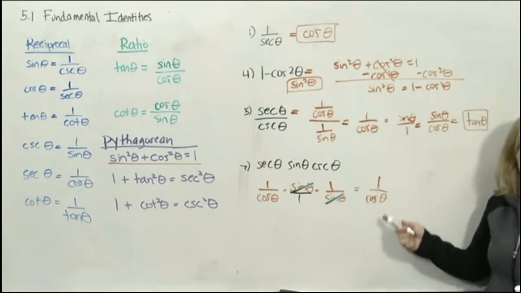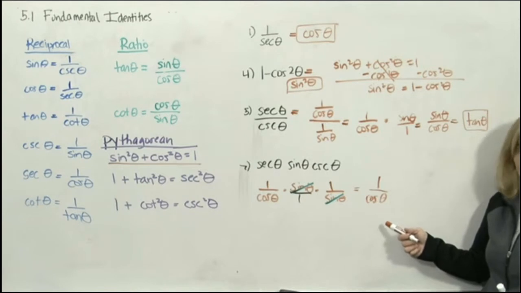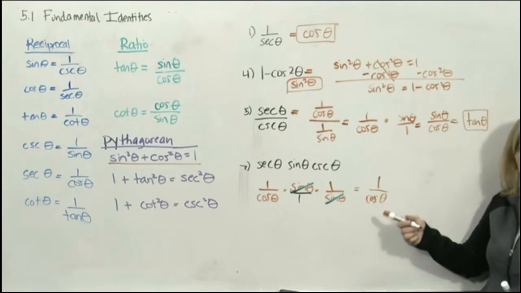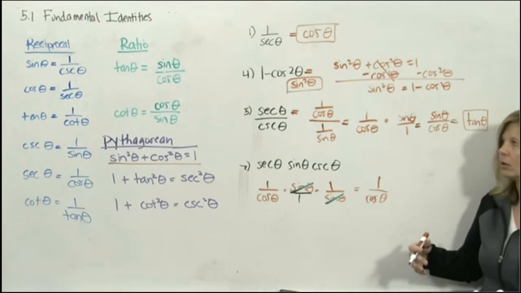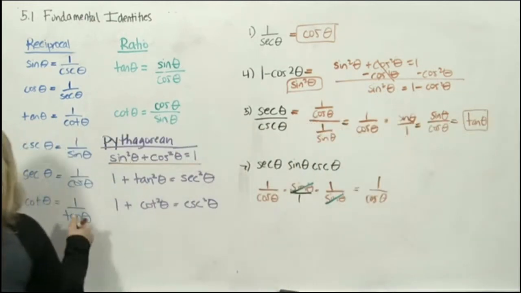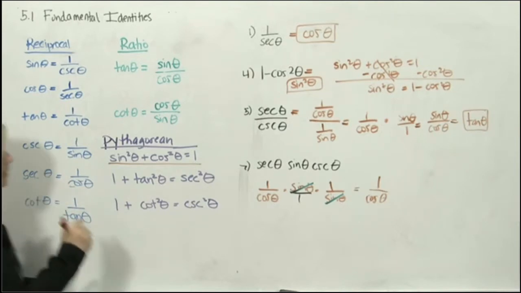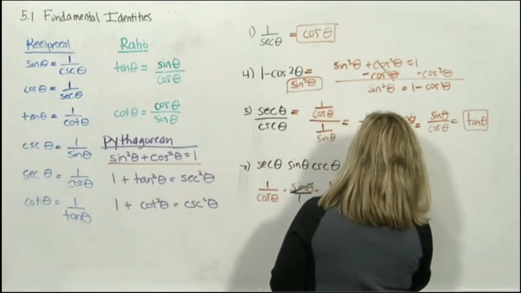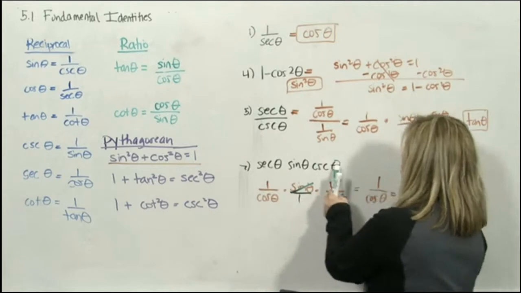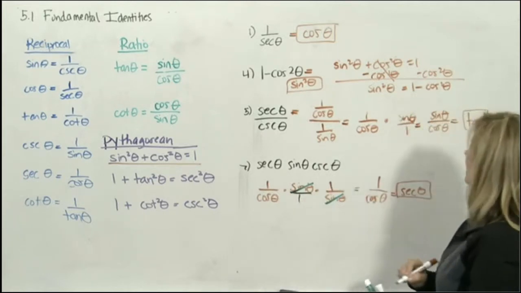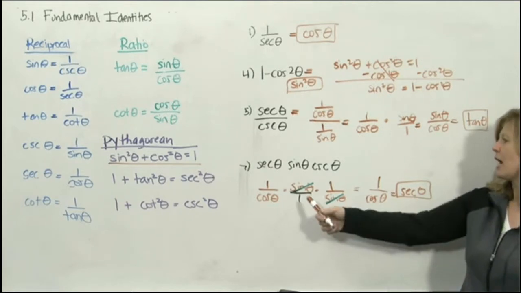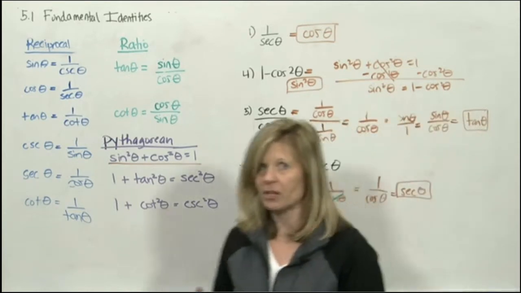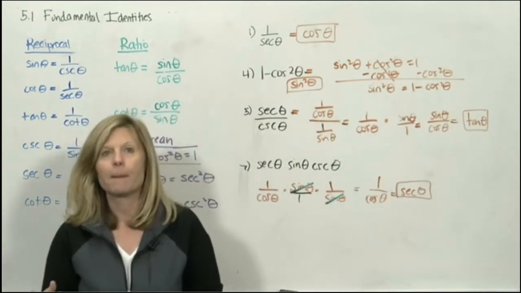Can I leave the answer like this? I know it has a cosine, which is lowest terms, but we know 1 over cosine stands for a monomial. 1 over cosine is secant. So this expression simplifies to that monomial, secant theta. Now, is there a way to get this same answer without doing all this work? Sure there is. Let's talk a minute.